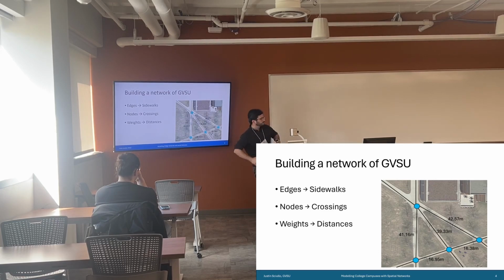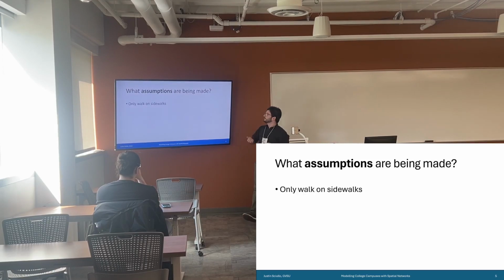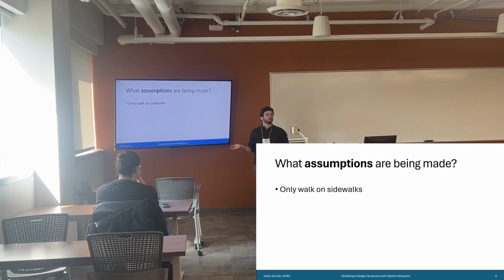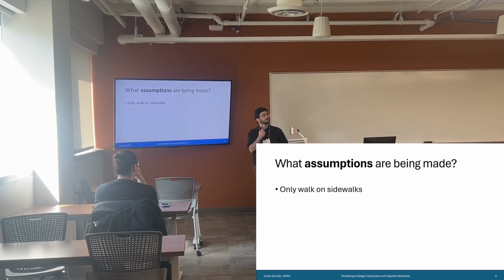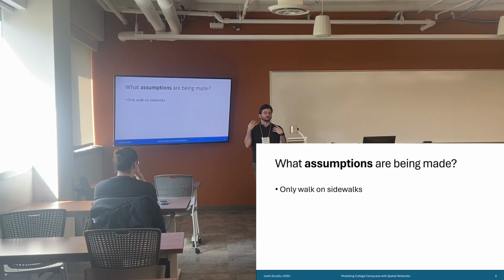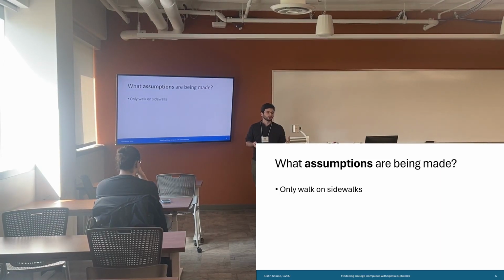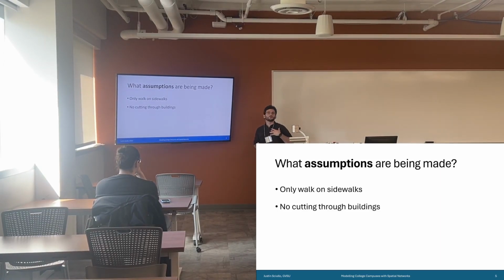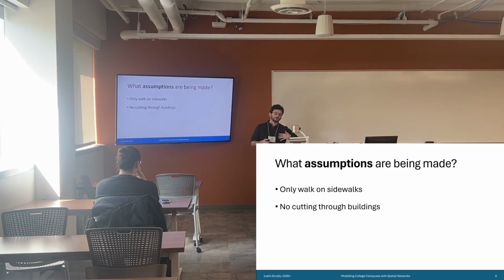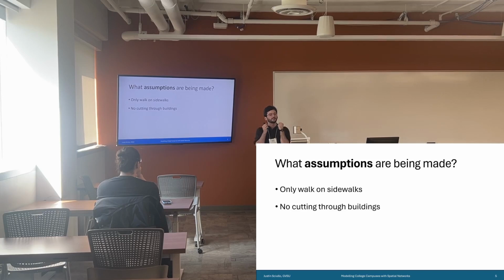So what assumptions are we making when building this model? More than anything, students are only going to be walking on sidewalks. We're assuming that students aren't going to want to cut through grass or parking lots, they're just going to be staying on sidewalks. Otherwise, we would have a lot more edges than we could really work with. We also want to assume that students aren't cutting through buildings. A lot of the buildings at Grand Valley might not be accessible to every single student, and adding the interiors of buildings complicates our graph a lot.